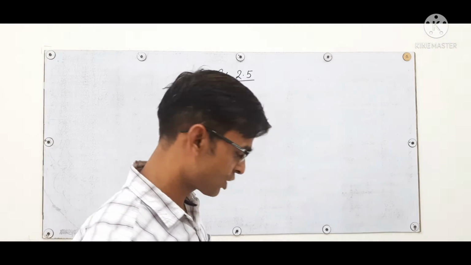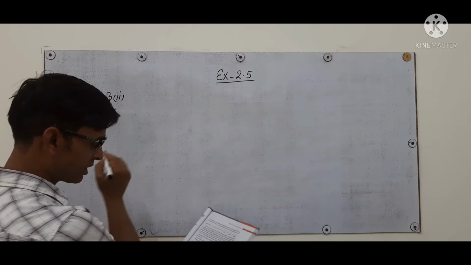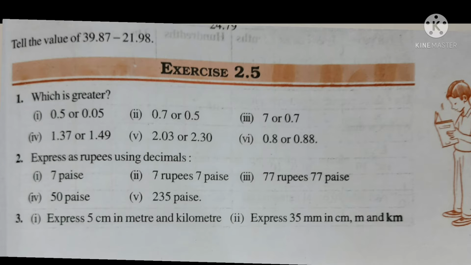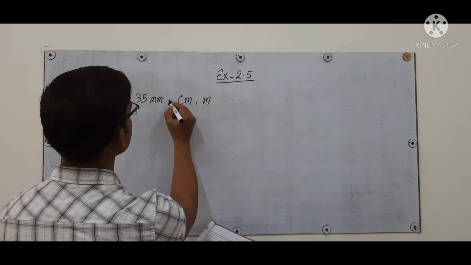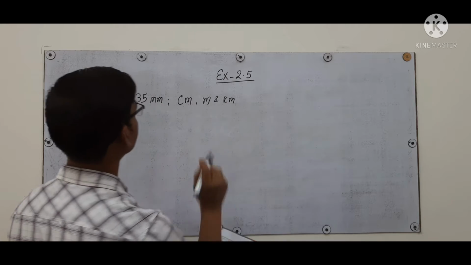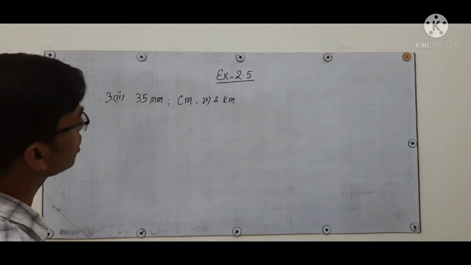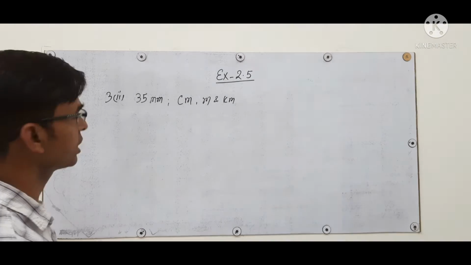Okay students, now we will solve question number 3, part 2. Question 3 part 2 is: express 35 millimeters in terms of centimeters, meters and kilometers. So we have to convert millimeters into centimeters, meters and kilometers also. How can we convert it? Just look here.